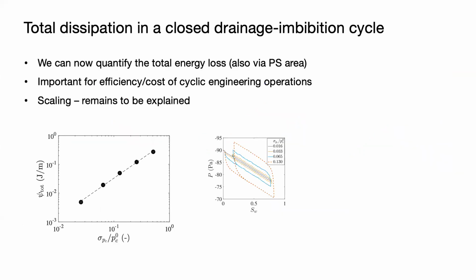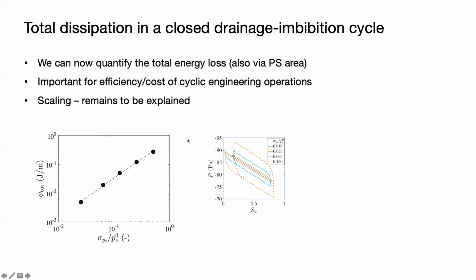Now we can look at the total dissipation. I'll try to wrap up in a few minutes. So the total dissipation in a closed imbibition-drainage cycle can also be quantified by the area enclosed in the cycle. So this validates our computation, and it's actually accurate within a fraction of a percent. This calculation of summing up over all the steps.